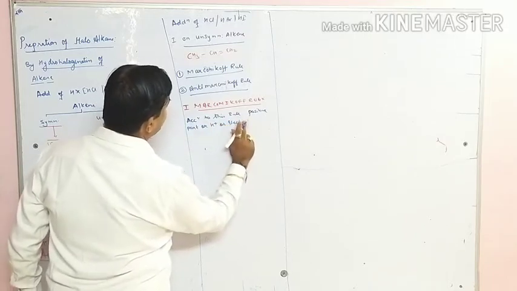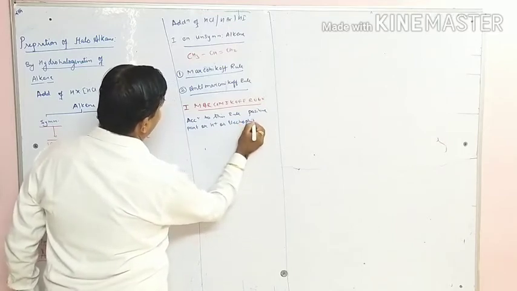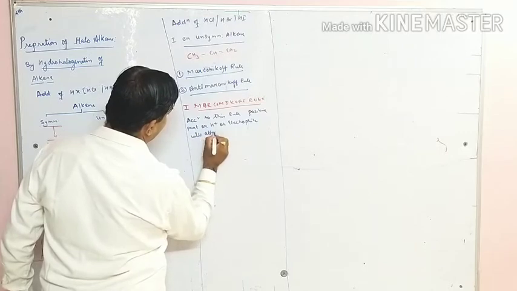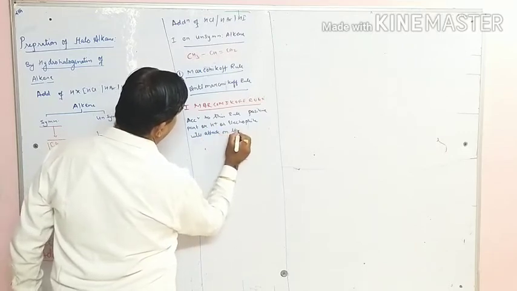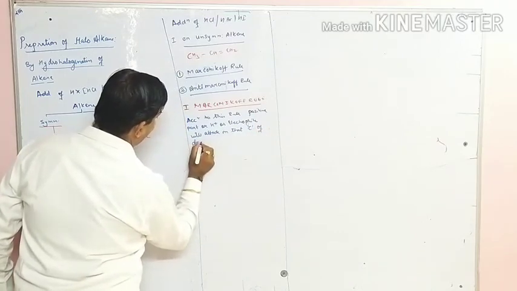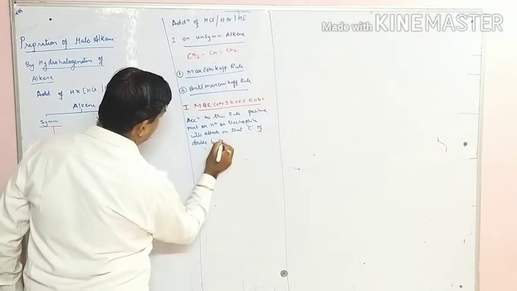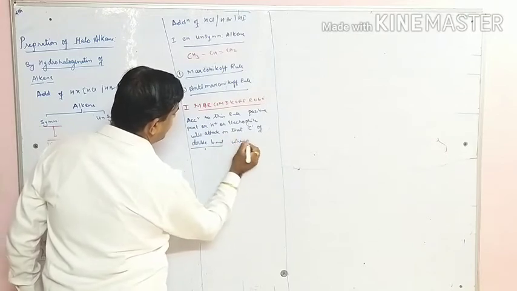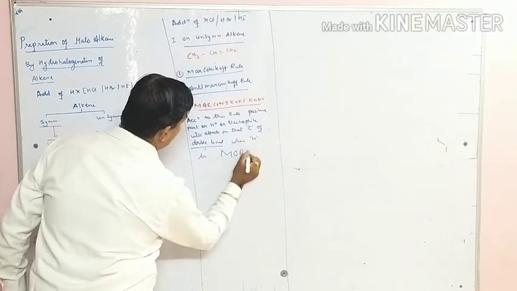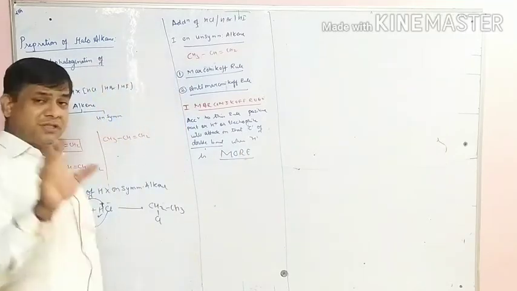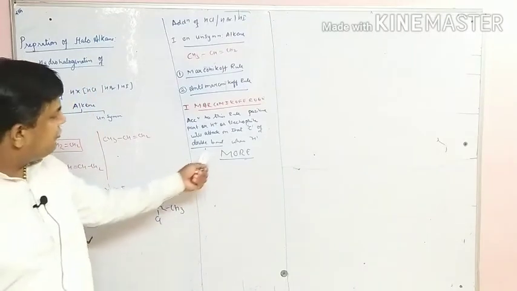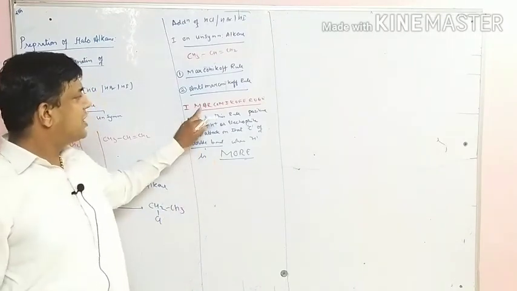Whatever you say, the positive part or H plus or electrophile will attack on that carbon of the double bond where hydrogen is already more. This is the Markovnikov rule.